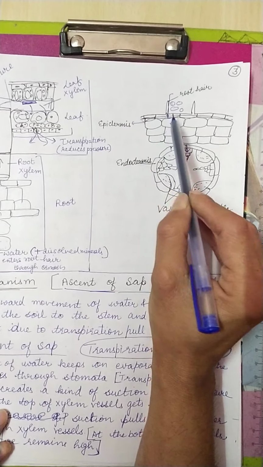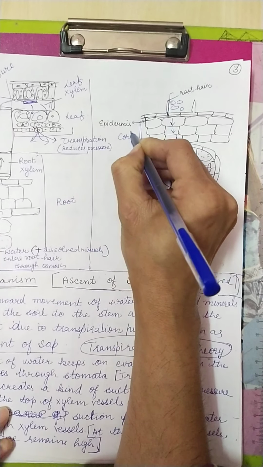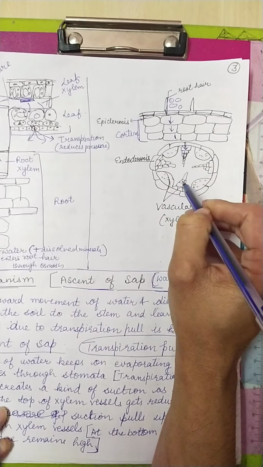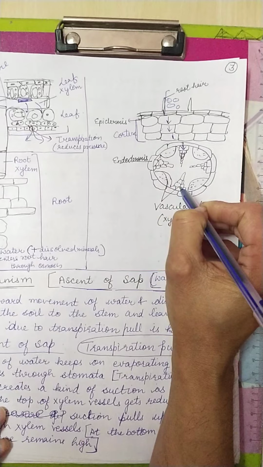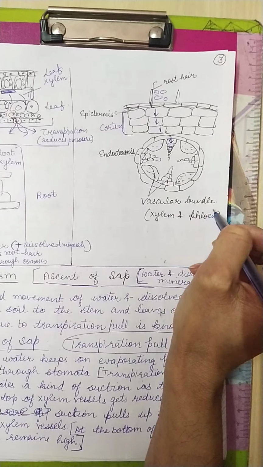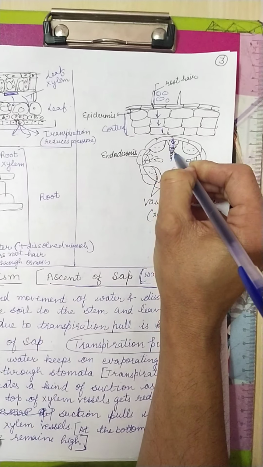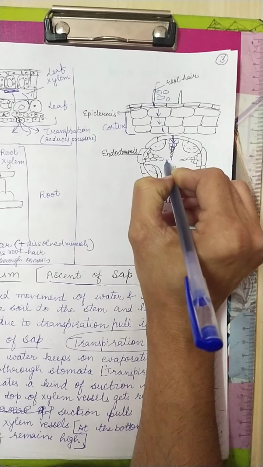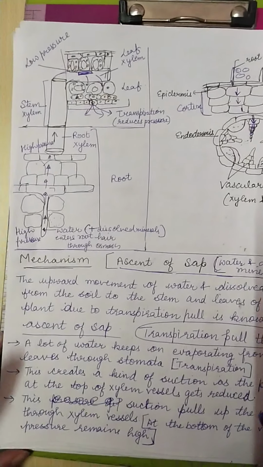Water enters from the root hair to the epidermis. From the epidermis, it enters into the root cortex. From the cortex, it reaches up to the endodermis. Endodermis encloses the vascular bundle which is xylem and phloem. There are different arrangements of xylem and phloem within the vascular bundle. So finally, the water enters into the root xylem. The root xylem forms a continuous column with the xylem of the stem, which continues with the xylem of the leaf. Now look at this diagram.